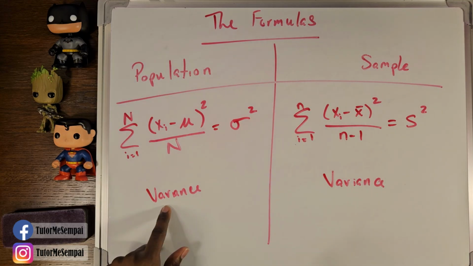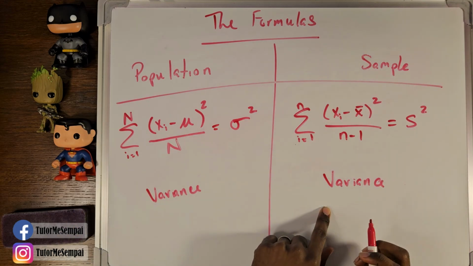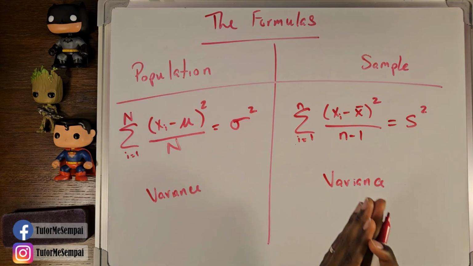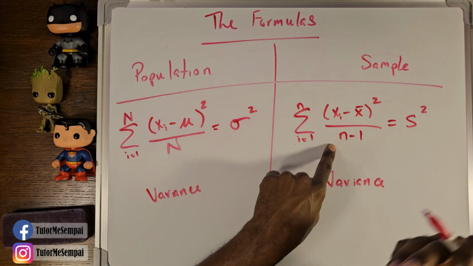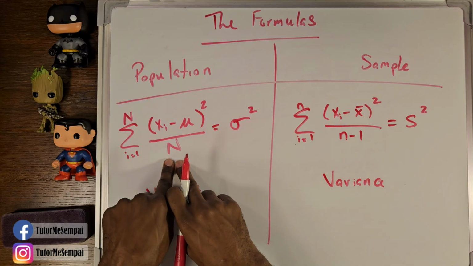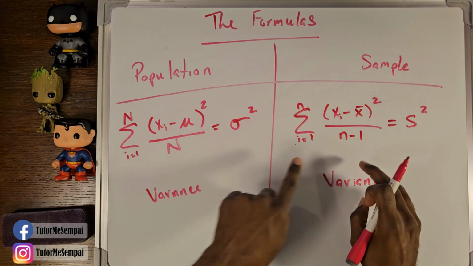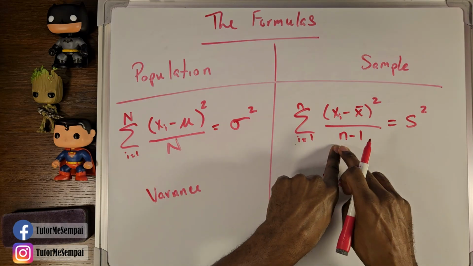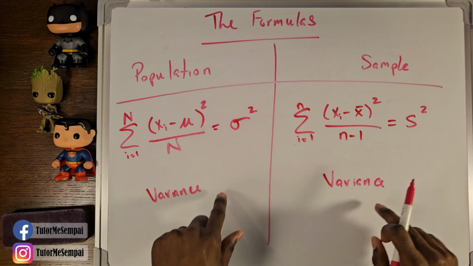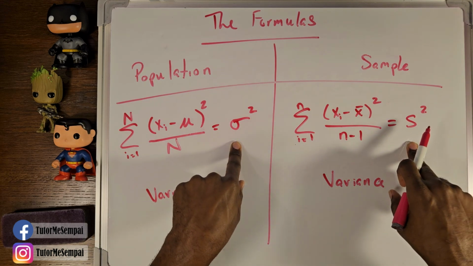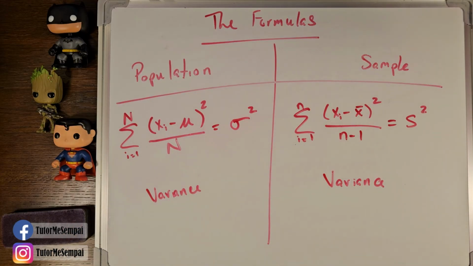So population variance, you use this formula. Sample variance, you use this formula. They look pretty similar, but there are some differences. Mu, your population mean. X bar, sample mean. You're dividing by a capital N, which is your total population number. You're dividing by n minus 1. This is not total population. This is going to be your sample number. And of course, your variances have different notations. So these are going to be the formulas that you're going to need when you're trying to find your variance.